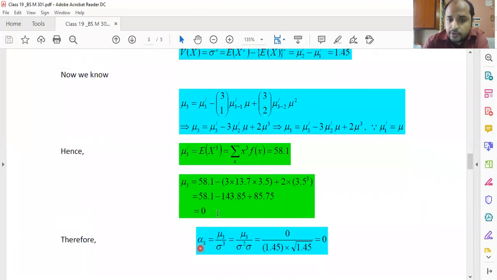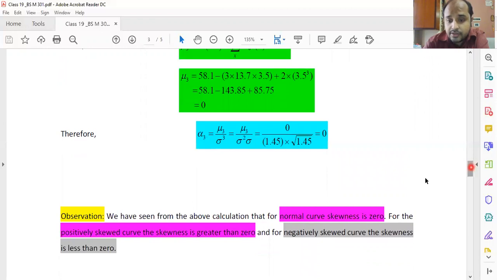And lastly, we are going to substitute the value of mu3 and sigma in the formula of alpha 3. So mu3 is 0 and sigma 3 can be written as sigma square into sigma. But sigma square is 1.45, we have already calculated. Sigma will be under square root sign 1.45. So I have written over here, and alpha 3 has come out to be 0. Am I right? Answer is yes. Because in case of normal curve, the skewness is always 0.